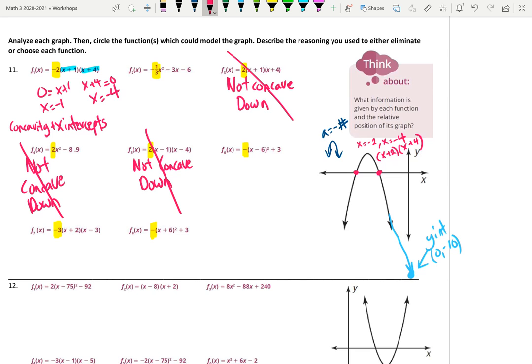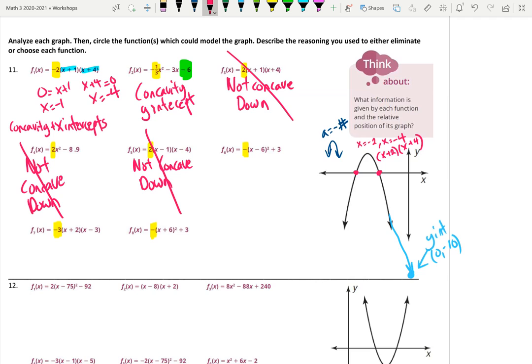All right, going back to 2 though, I see that the y-intercept, since it's in standard form, is 0, negative 6. Since the concavity matches, and the y-intercept can fit, this is a good fit.